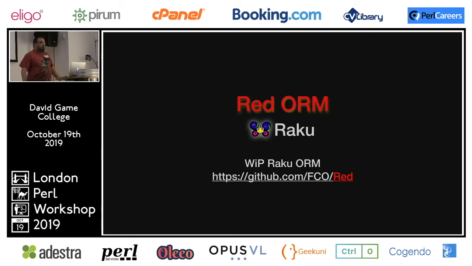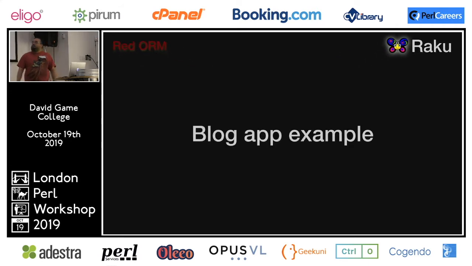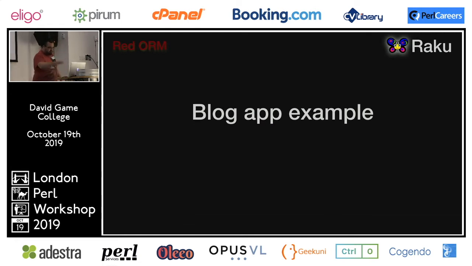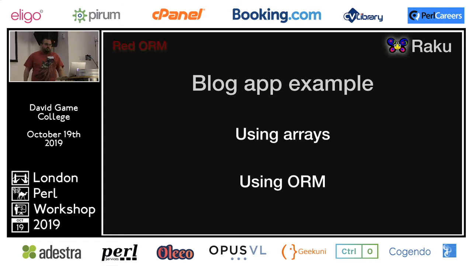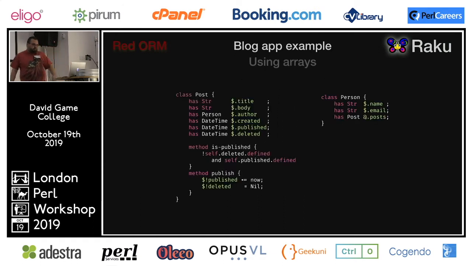But before talking about Red, I would like to show you a very simple blog app example. I'll show you two ways of doing that: using arrays and using an ORM. First, let's start with using arrays.